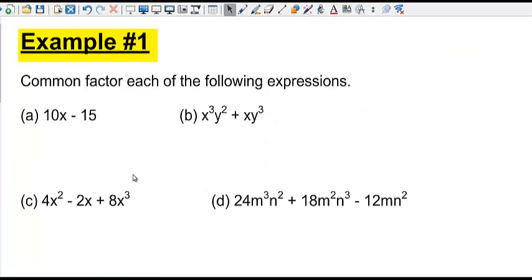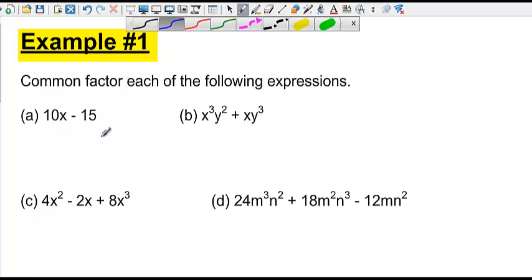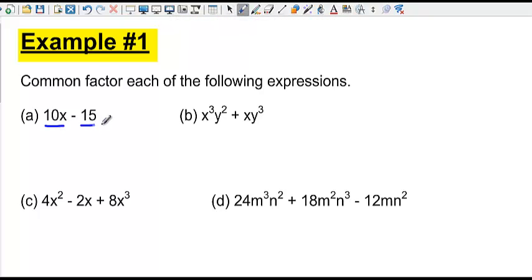So question A, if we're looking at both of these terms, we've got 10x and we've got minus 15. We've got a binomial, two terms. So looking at both of those terms, the GCF of both of those terms, well, let's think about just sheer numbers, 10 and 15. The highest number that we could pull out of both of them is 5. 10 is divisible by 5, 15 is divisible by 5. In fact, that's really the only common factor, aside from 1, that we could pull out of both of those numbers.